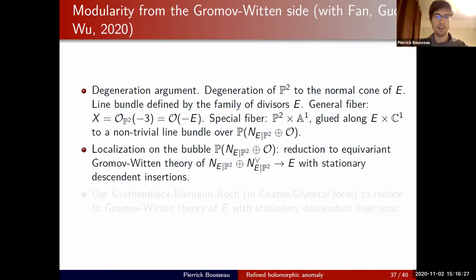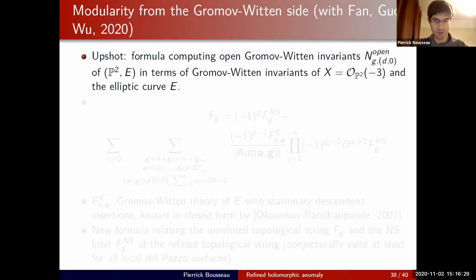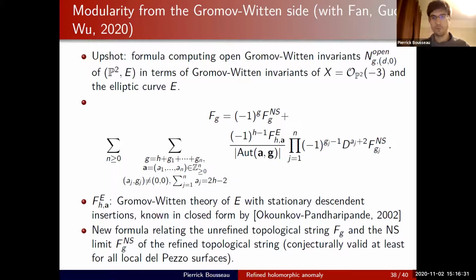And at the end of the day, you're able to get a concrete formula, where Fg is the unrefined topological string on local P2. It's equal to Fg, the refined topological string in the NS limit, plus correction terms.